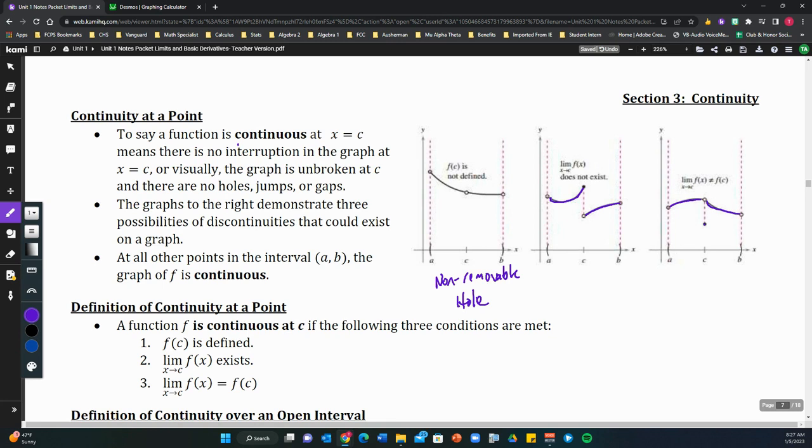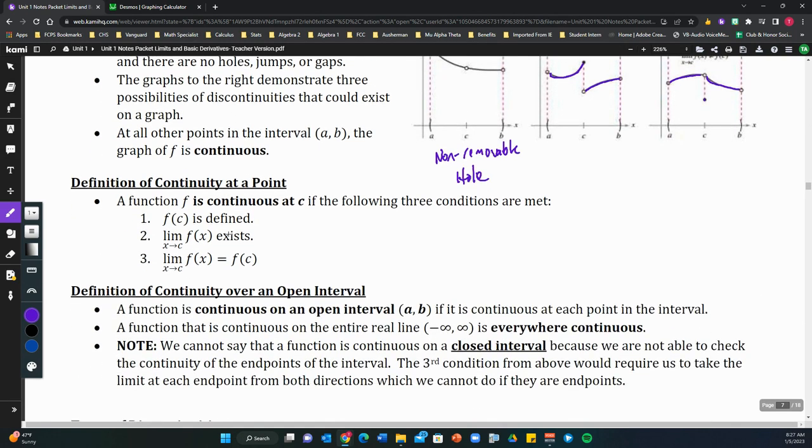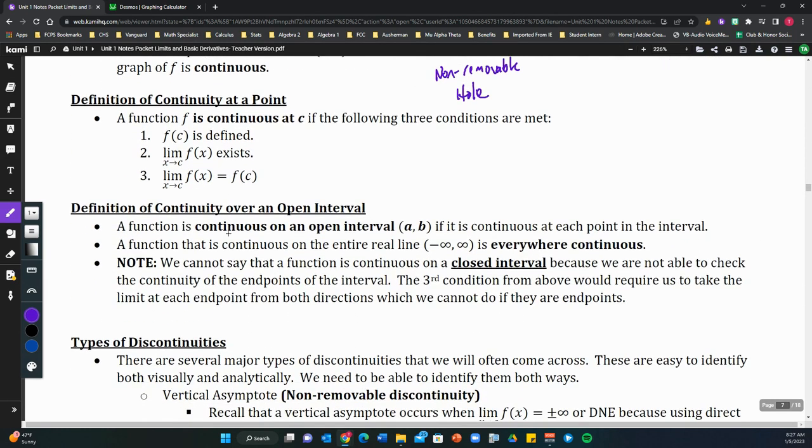But the idea is we want to be able to recognize formally and mathematically how or when a function is continuous. So to do that, we have three conditions. The formal definition of continuity at a point is that a function f is continuous at c if the following three conditions are met. So first off, f of c is defined. When we say that, it means that I should be able to choose the value of c, substitute it into the equation of f of x, and get an output value back out.